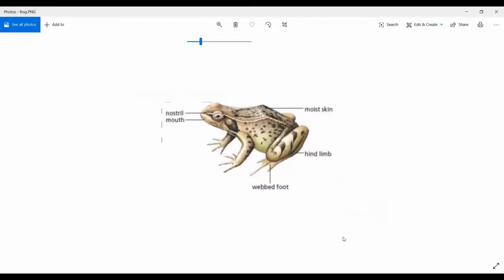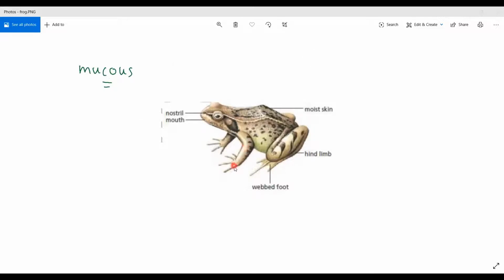Now look at this frog. According to the kind of skin, we say that the frog has moist skin. But what does this mean? The skin produces a certain material which is called mucus, and most of this mucus is made of water. This is like a sticky material that is produced from the skin of the frog, and it allows the skin to be moist.